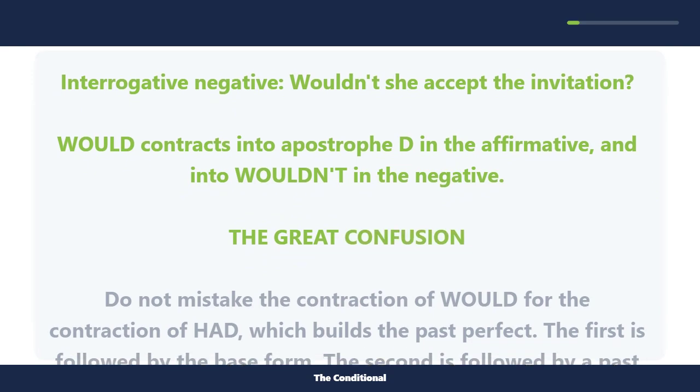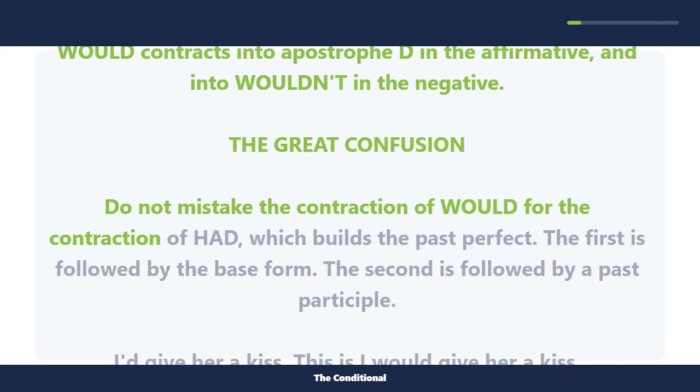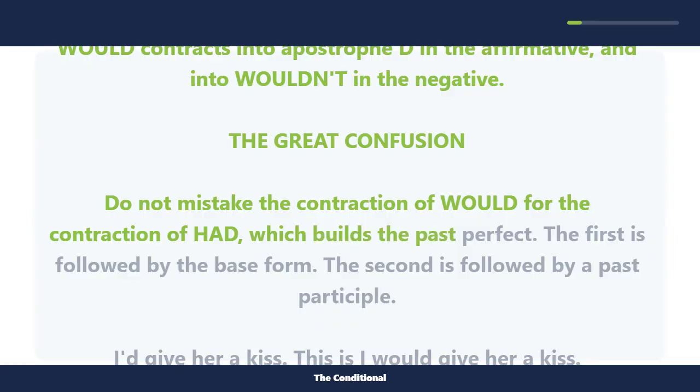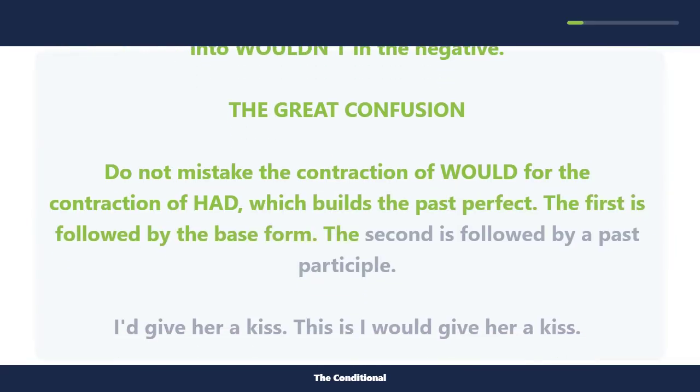The great confusion. Do not mistake the contraction of would for the contraction of had, which builds the past perfect. The first is followed by the base form. The second is followed by a past participle.